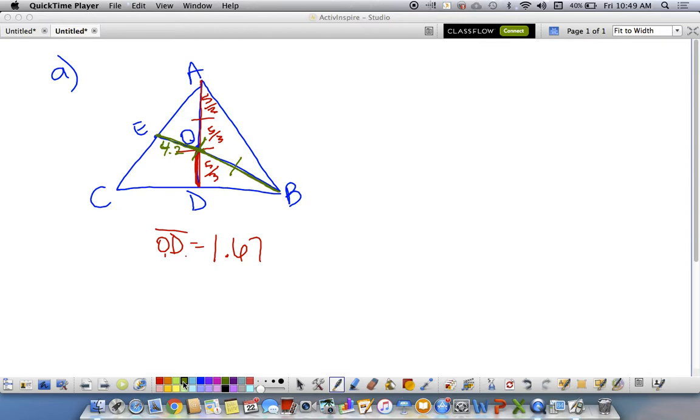So what is this little piece from here to here? 4.2. What about this piece here to here? 4.2. Now, when it asks you what's B to E, where is B to E? They want to know the whole thing. So now that piece, 4.2 times 3.